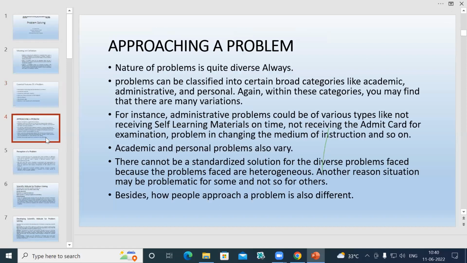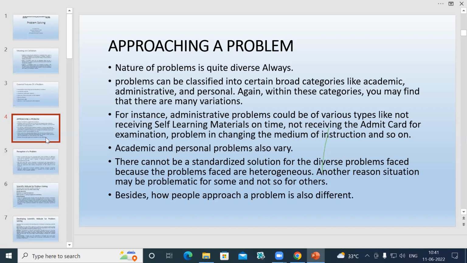Next is approaching a problem, that is, how you are going to approach a problem. See, the nature of the problem is always quite diverse. It is not of a similar kind. So there are various categories of problems. Problems can be classified into certain broad categories, like academic problems, administrative problems, and personal problems. Within these categories, you may find various variations.